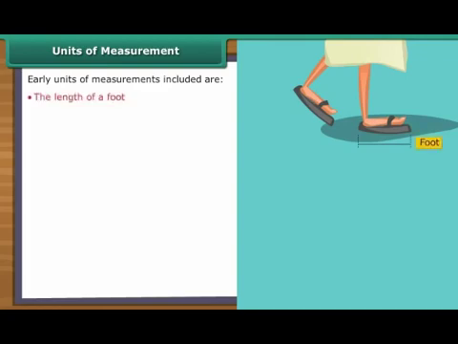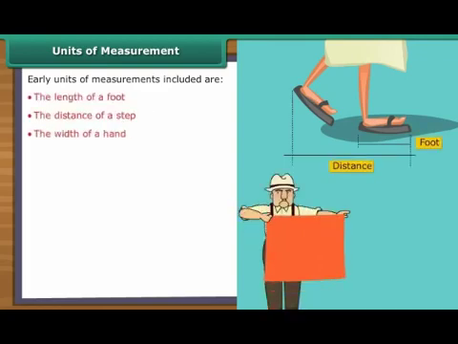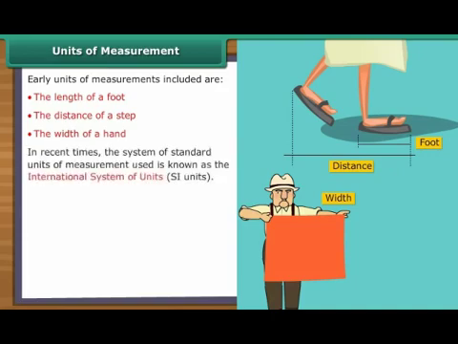Units of measurement. In the early days, units of measurement included the length of a foot, the distance of a step, and the width of a hand. However, these were difficult to maintain as the length of a foot would vary from person to person. To standardize the units, a metric system was put in place. This system is a standard unit of measurement, and the system of standard units now used is known as the International System of Units, or SI units.